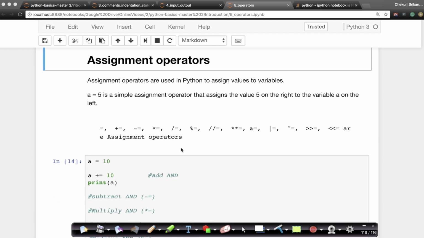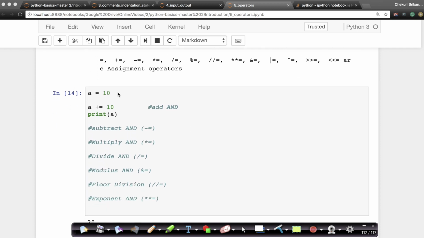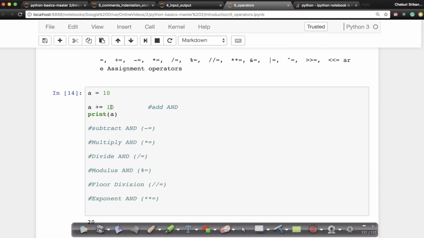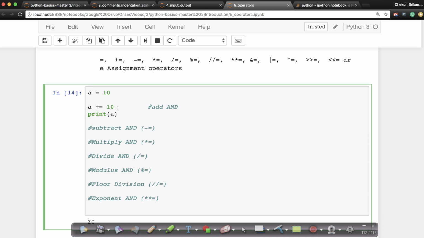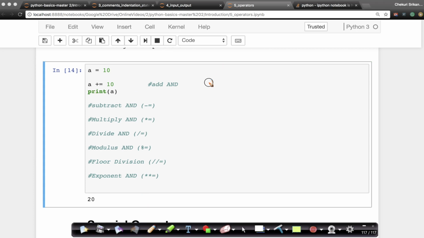Next comes the interesting assignment operators. Of course, we have seen equal to. So what does this do? It assigns the value of 10 to A. Right? Now comes the other interesting operations like plus equals to 10. Those of you who have seen C would easily understand this. Okay, let me scroll up a little. So A plus equals to is nothing but A equals to A plus 10. So minus equal to is nothing but A equals to A minus 10.